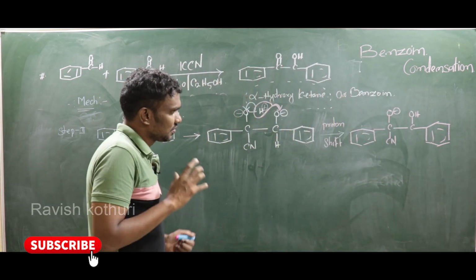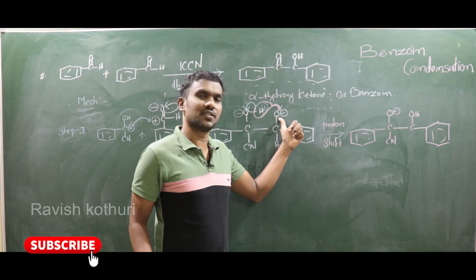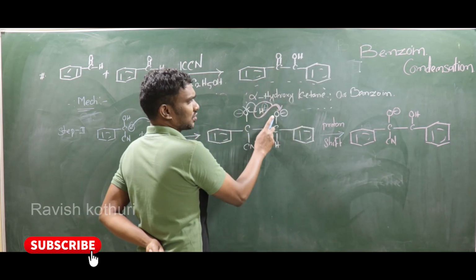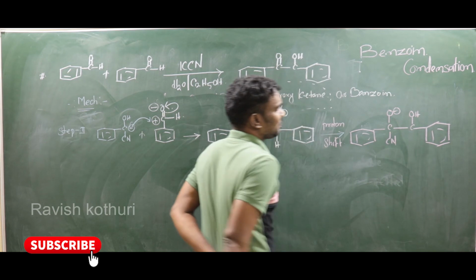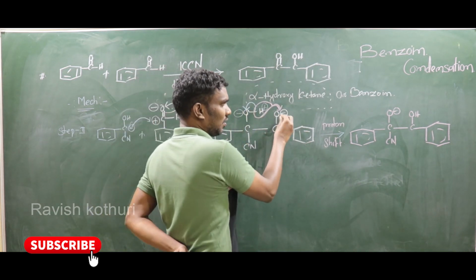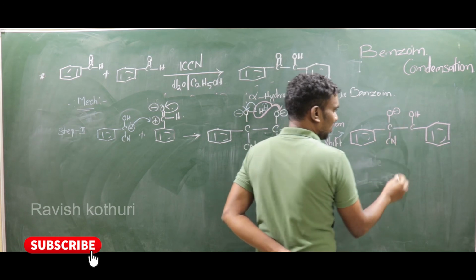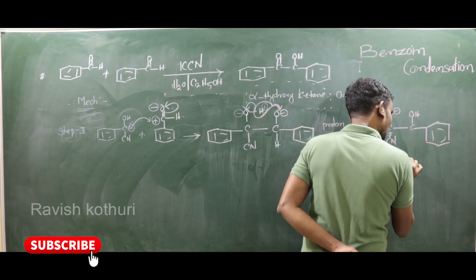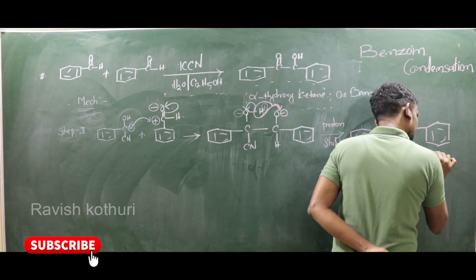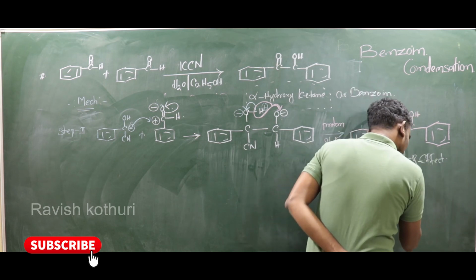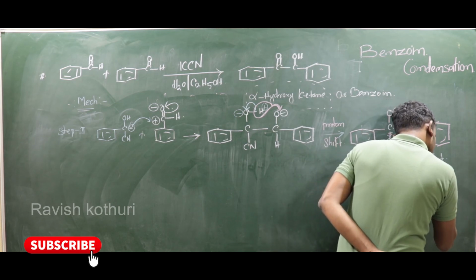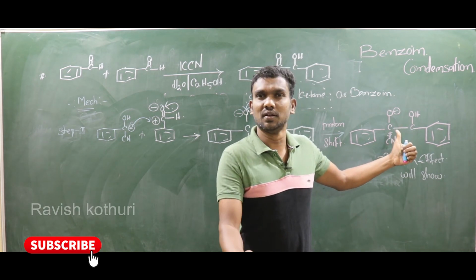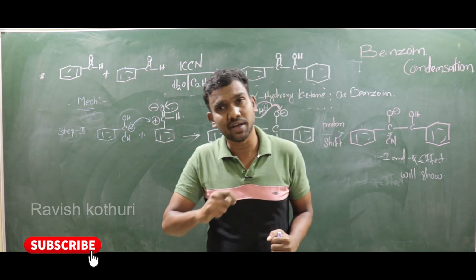See sir, in this step, what happens? This oxygen gets negative charge. In this step, this oxygen gets negative charge. See sir, this is an unstable oxide ion. Here, a stable oxide ion. Observe carefully. This oxide ion is unstable. This oxide ion is very stable. Why? Because see here, it is attached with what? CN. Due to CN, the minus I and minus R effect will show. So that is the reason this oxide ion will be stable. So due to the minus I, minus R effect.